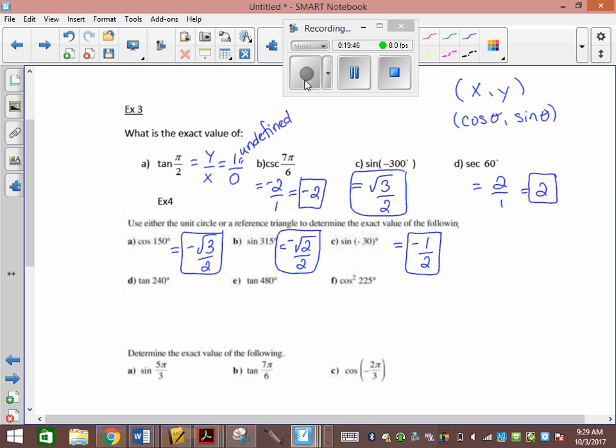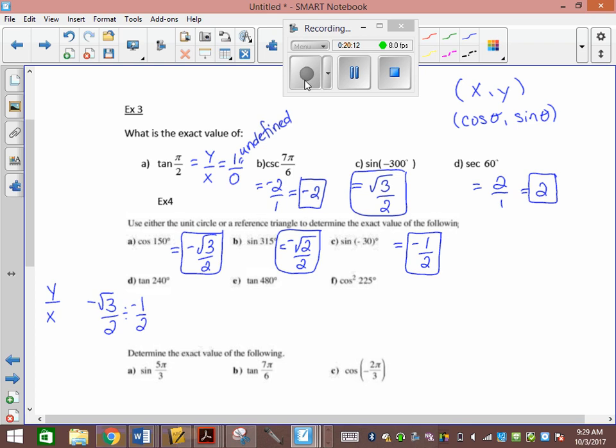So at 240, it's going to be y divided by x. A lot of people want to write it like that, but we're dealing with fractions, right? So we're going to want to write it sideways, y divided by x, whenever you're dealing with a fraction. So what's y at 240? Negative root 3 over 2. And then we're going to divide it by x. What's x? Negative a half.